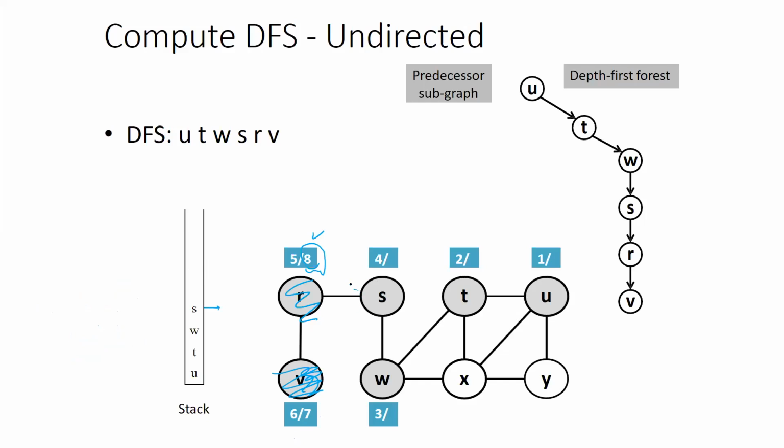S has nothing left to be explored. No white node adjacent to this is left. So this will also be finished, with finish time assigned as 9 units, and this will also be blackened out. All these have been blackened out now. Then W will come. W still has got something to be explored.